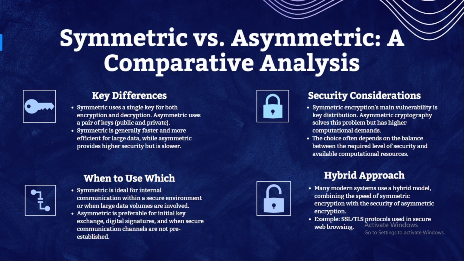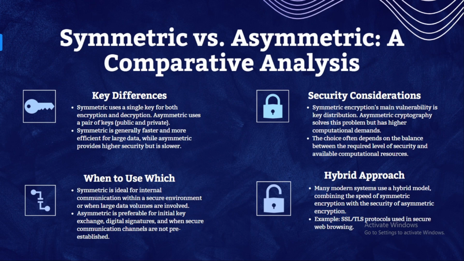So comparing asymmetric with symmetric encryption, what are the key differences? Symmetric uses a single key for both encryption and decryption. Asymmetric uses a pair of keys, public and private. Symmetric is generally faster and more efficient for large data, while asymmetric provides higher security, but it's slower. When to use which? Symmetric is ideal for internal communication within a secure environment, or when large data volumes are involved. Asymmetric is preferable for initial key exchange, digital signatures, and when secure communication channels are not pre-established.